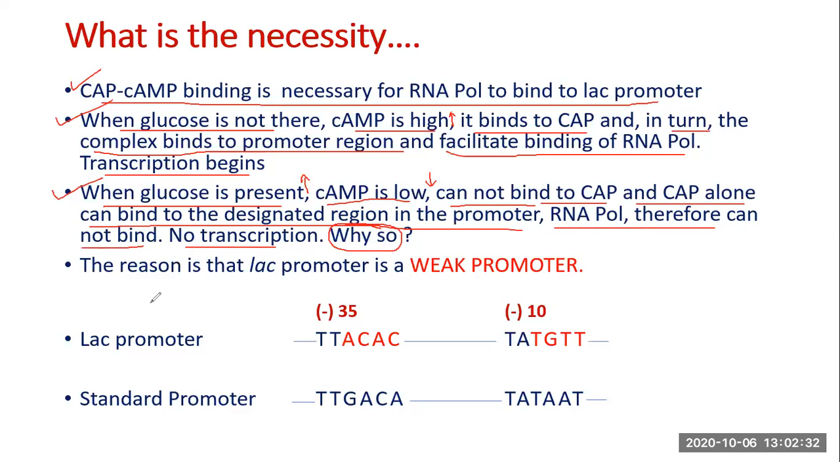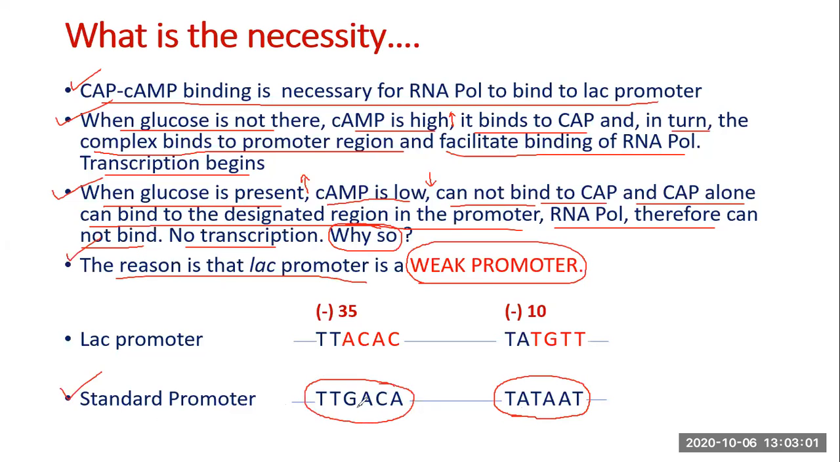What is the reason? Why so? The reason is that the Lac promoter is a weak promoter. Please remember, I told you earlier what is meant by weak promoter and what is meant by strong promoter. We have seen the -10 and -35 consensus sequences. In a standard promoter, TATAAT is the -10 consensus sequence, and TTGACA is the -35 consensus sequence. If they are there as they are, without substitution or deviation, then that promoter is called a strong promoter. When you have multiple substitutions, that promoter progressively gets weaker and weaker.